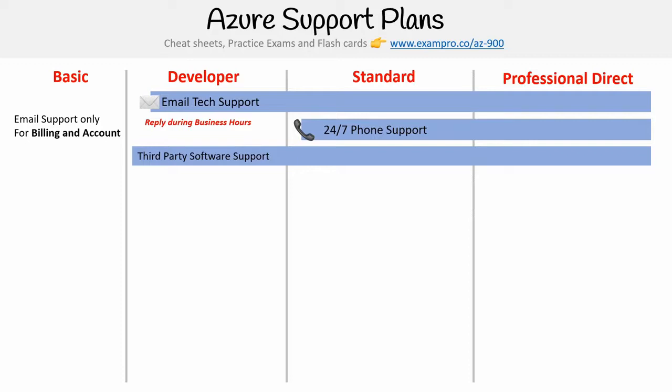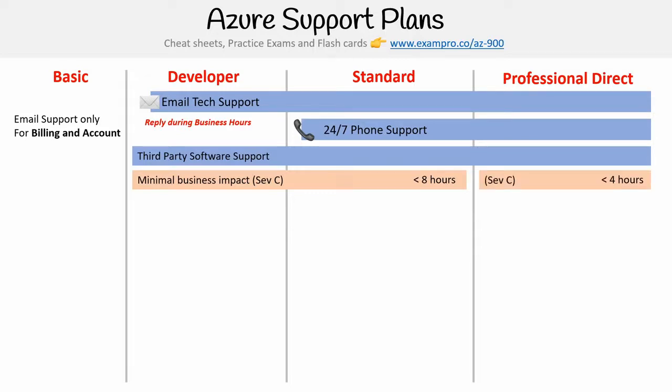Now, in terms of response times, when you open up a ticket, you can say the severity of your ticket, and that's going to determine how fast they respond if you need the response. So if there's a ticket and you say that it has minimal business impact, so maybe it's like general questions or something, that's going to be considered a severity C. And for Developer and Standard, they're going to respond within 8 hours or less. For Professional Direct, you're going to get that in 4 hours or less. So again, that's just general questions.